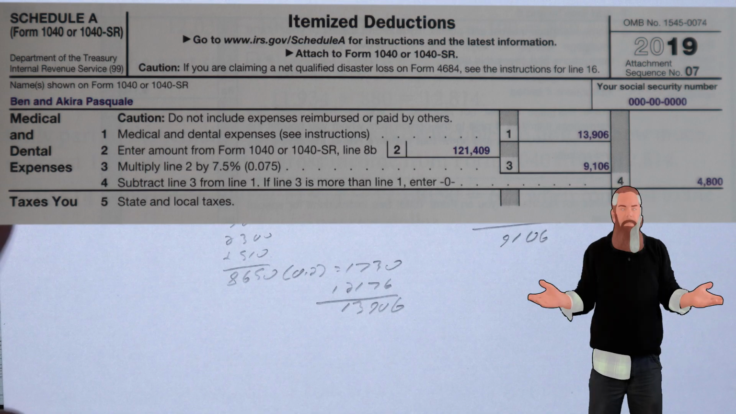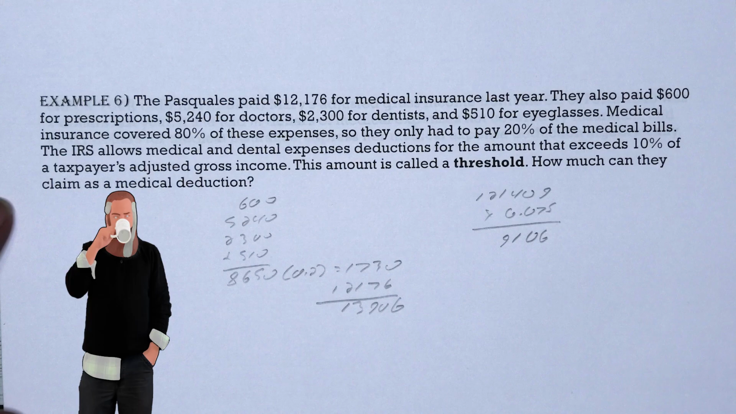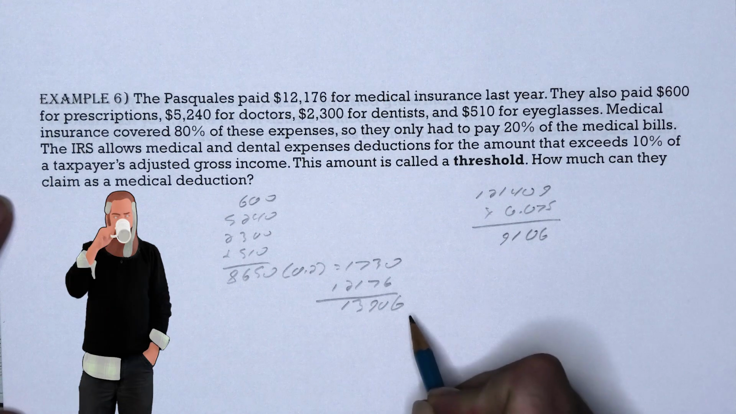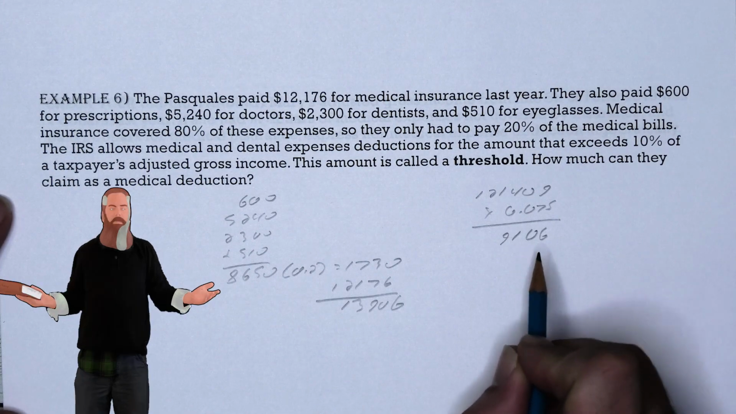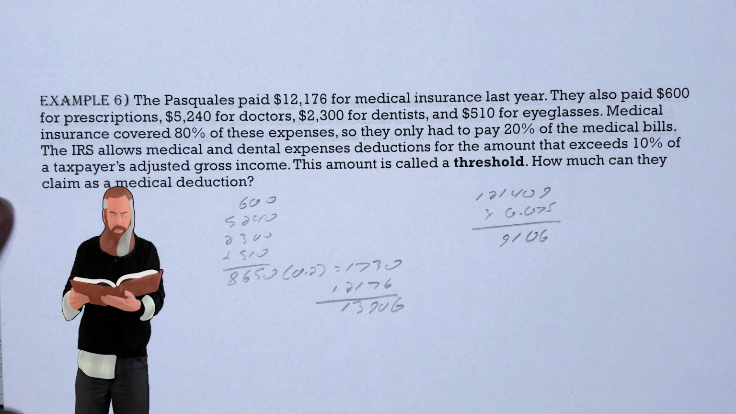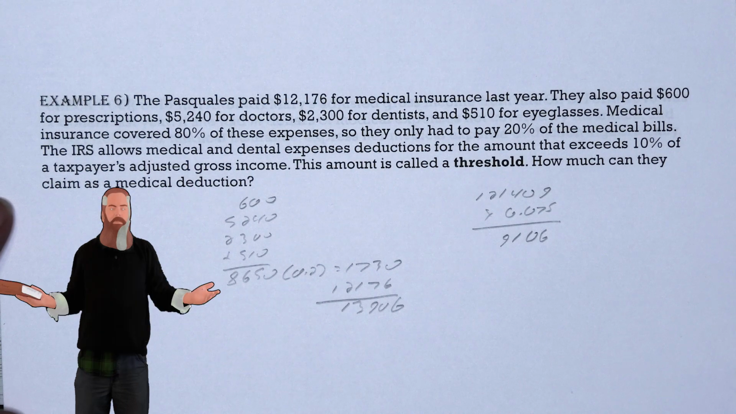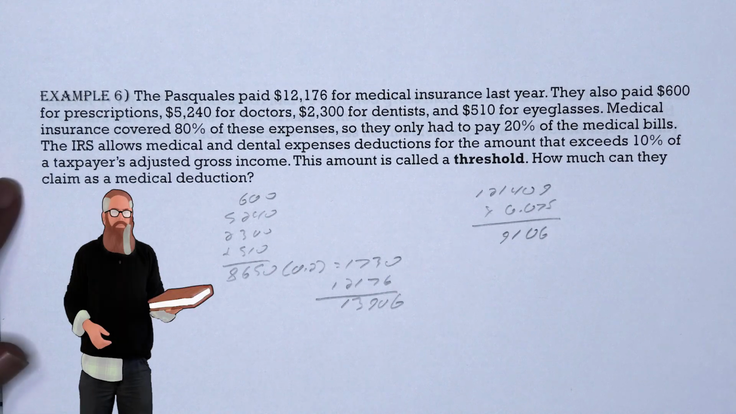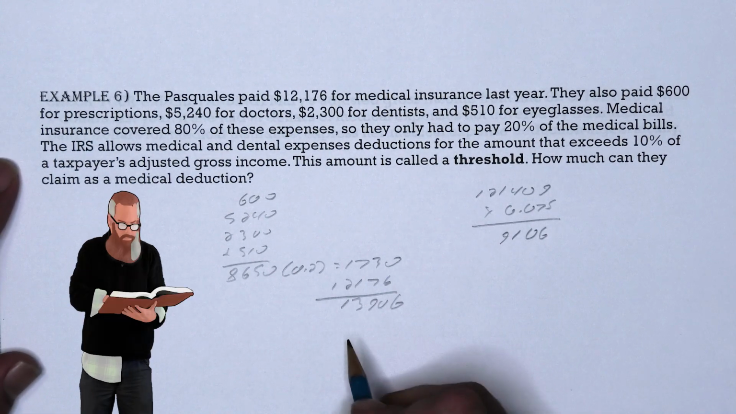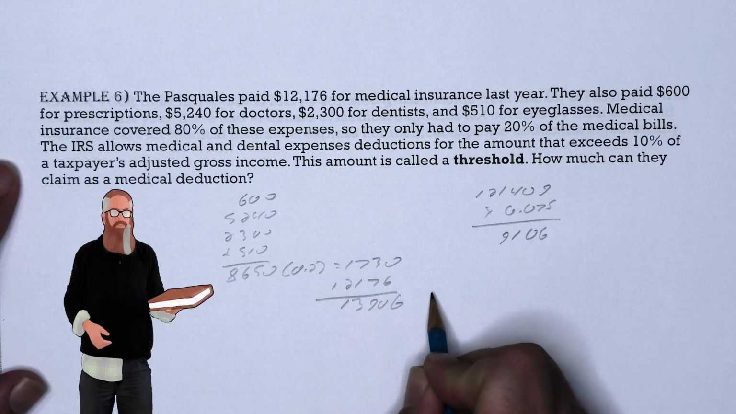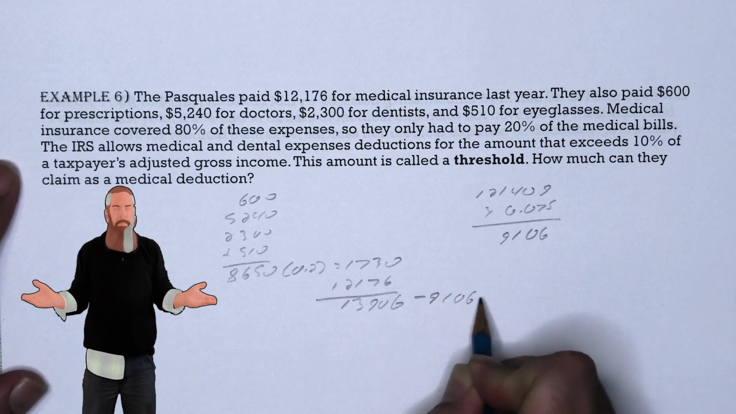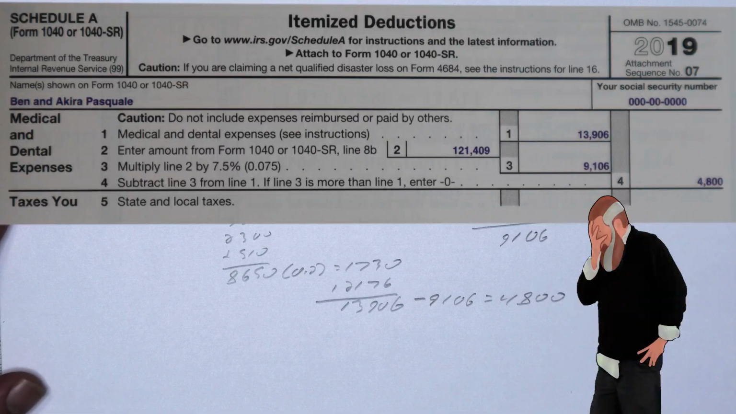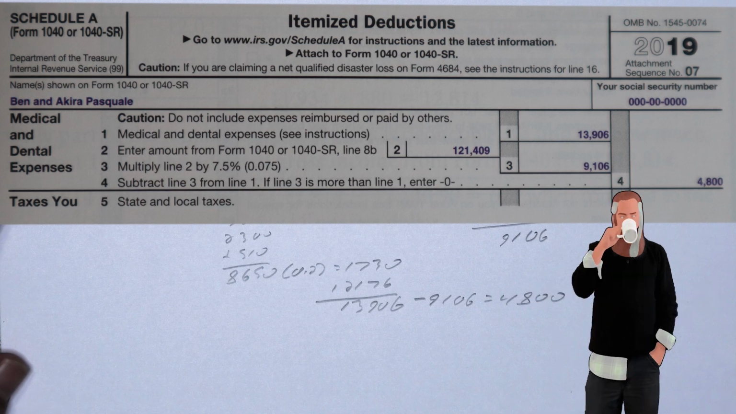Next, they compare the medical expenses to the 7.5% threshold for medical deductions. Since $13,906 is greater than $9,106, you can see that their medical expenses were greater than 7.5% of their income. They can deduct the amount over 7.5% of their income and subtract to find line 4. So $13,906 minus $9,106 gives $4,800. The medical deduction, $4,800, is entered into line 4 of Schedule A.